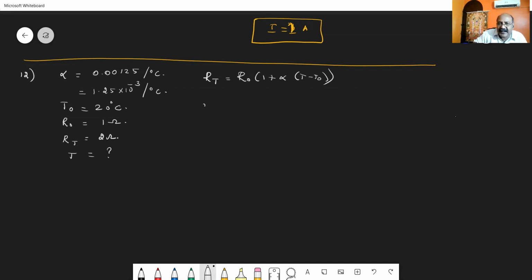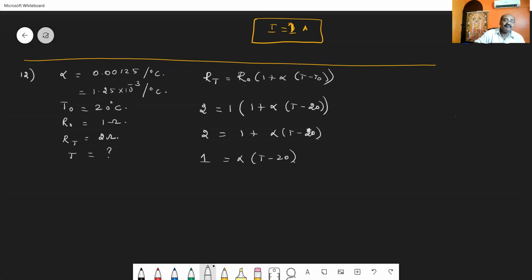Substitute. RT is given to be 2 ohm. R0 is considered to be 1 ohm. 1 plus, let us have it as alpha, here I can write T minus 20. So on simplification, I can write 2 equal to 1 plus alpha into T minus T0 or T minus 20. Take this to the other side, I will be getting 1. 2 minus 1, 1 equal to alpha into T minus 20.